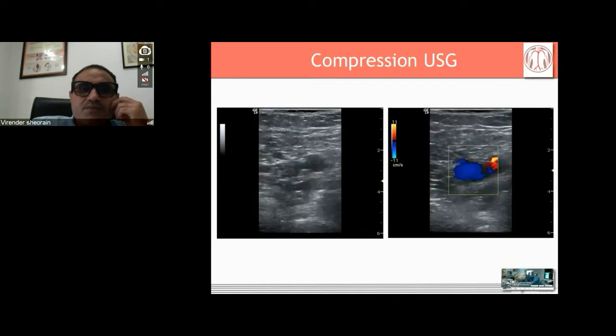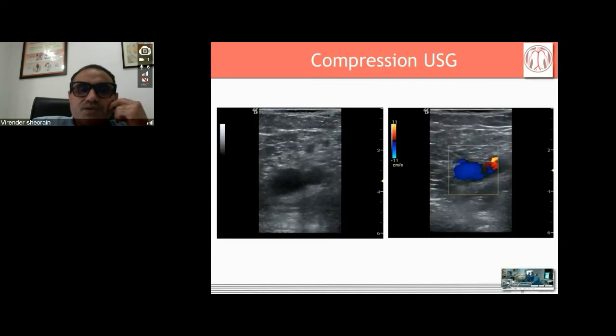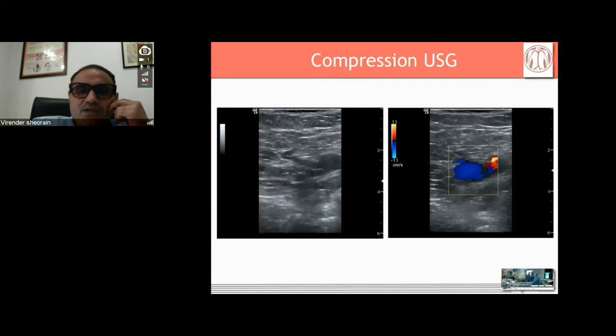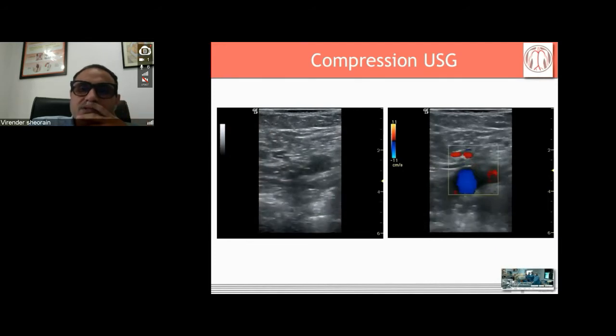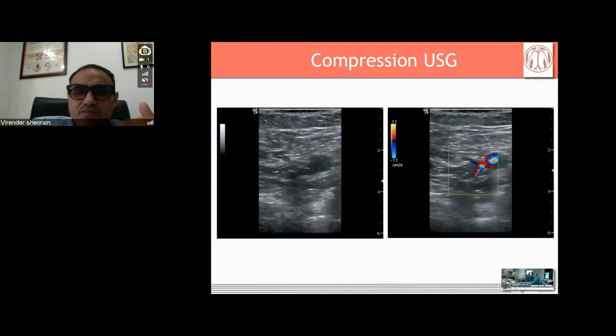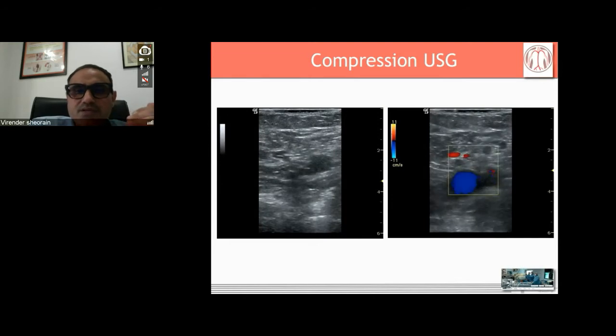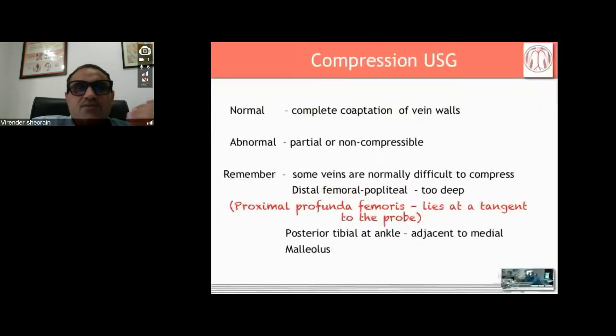Again, an example of compression with the ultrasound probe. So that's how you can locate the vein and its characteristics. Even with color Doppler, you can see the entire lumen is filling, and when you compress and then release it. So coming to compression USG, there is complete coaptation of the venous walls.